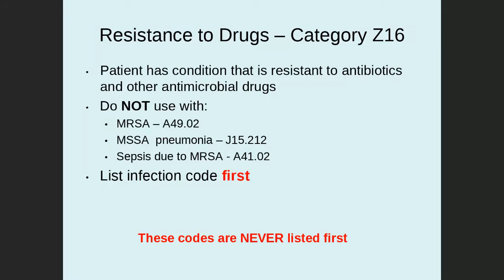Resistance to drugs. Status codes are used to indicate the patient is resistant to antibiotics or other drugs. These codes are not used with code A49.02, methicillin-resistant Staph aureus infection, or pneumonia due to MRSA, or sepsis due to MRSA. Adding the resistance codes in category Z16 wouldn't add any information. Again, you don't want to do codes that don't give information. So Z16 is going to be listed second, because first you're going to list the infection first. Patient has condition that is resistant. So that's what's going to be listed first, and then you're going to use one of these codes.